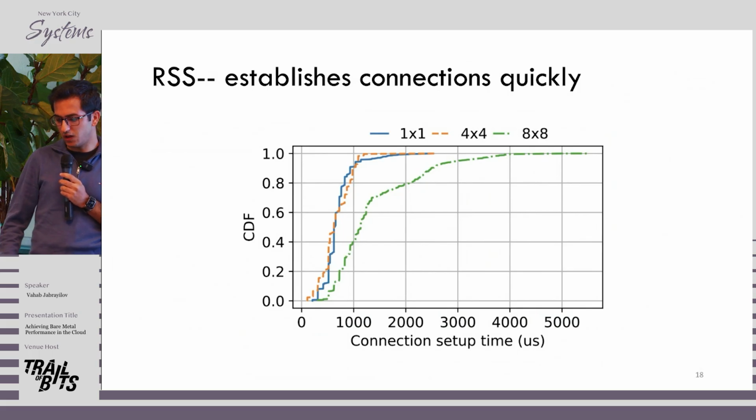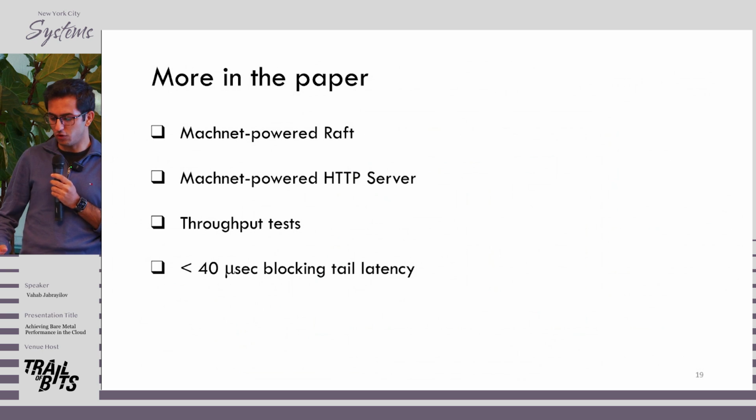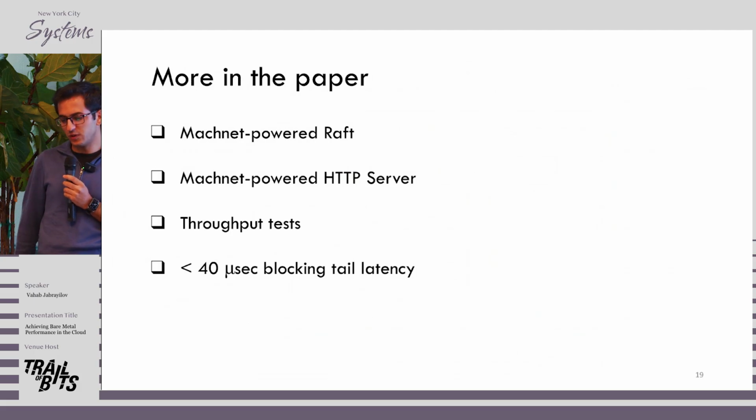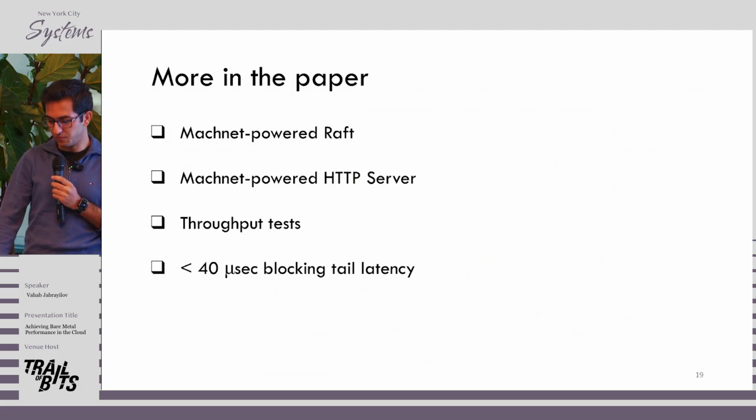So we have a lot of other stuff in the paper. We have ported etcd, which is working on the Raft consensus protocol, a very network-heavy application. We also have ported the Nginx HTTP server and the wrk load measuring tool. We also have more throughput tests, and more interestingly, we have blocking tail latency under 40 microseconds. I would point the interested audience to check out our paper.